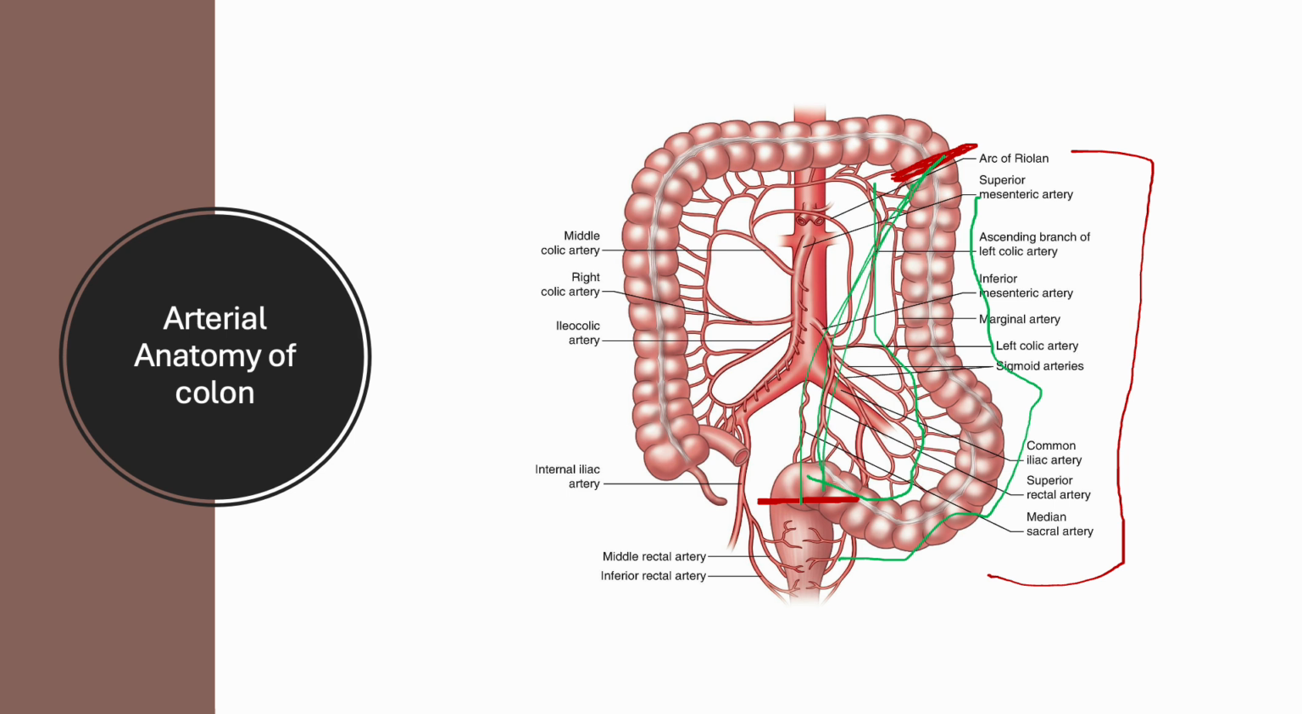You're clamping the IMA, but you still want your SMA and the perfusing branches from the iliac artery to perfuse your newly anastomosed colon as well. And that anastomotic site can break down because you didn't give it enough arterial flow.